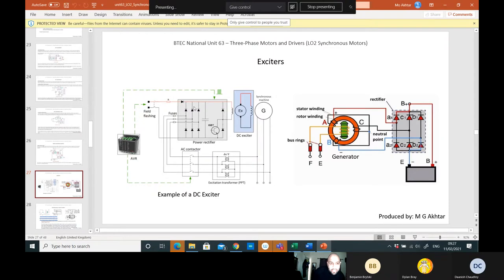This rectifier circuit here, you should know about from electronics, but all a rectifier does is convert AC into DC. So you've got the three-phase power supply going along these three pairs of rectifiers, and at the end you get just a normal DC voltage, and that DC voltage is attached for DC excitation. Do you all understand that concept?